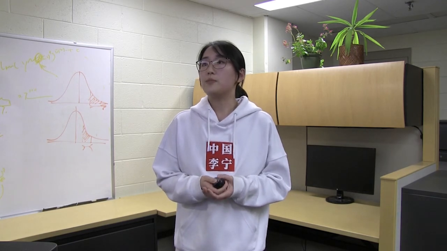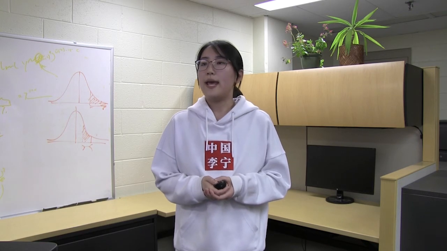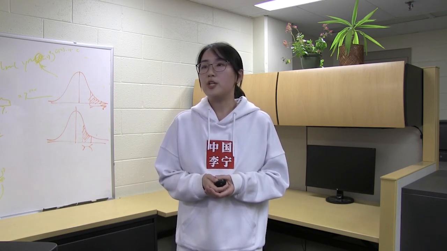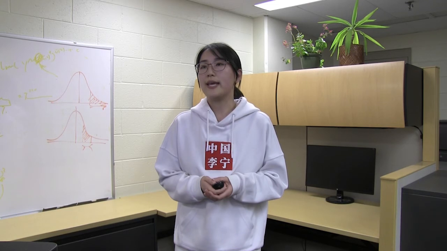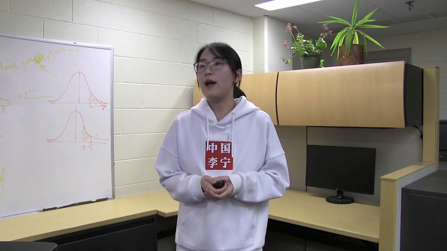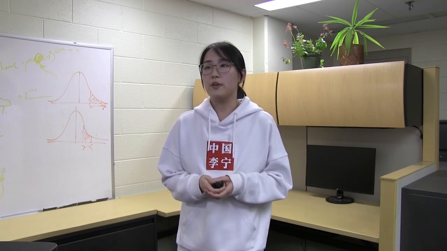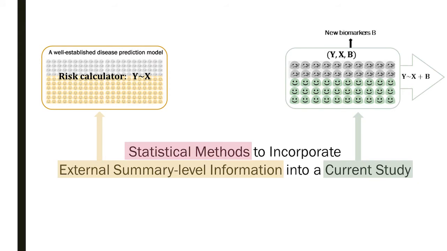For example, the Prostate Cancer Prevention Trial risk calculator uses age and biopsy information to predict the risk of having prostate cancer for men over age 55. And this is our definition of external summary level information. Now, what is the current study? With the development of biomedical science, we identify more and more new biomarkers that we believe will be highly predictive of the outcome Y.